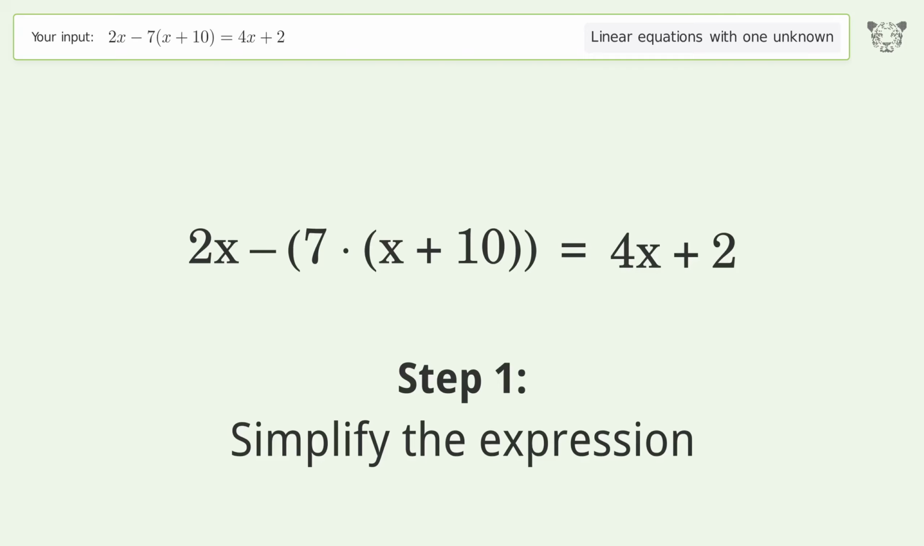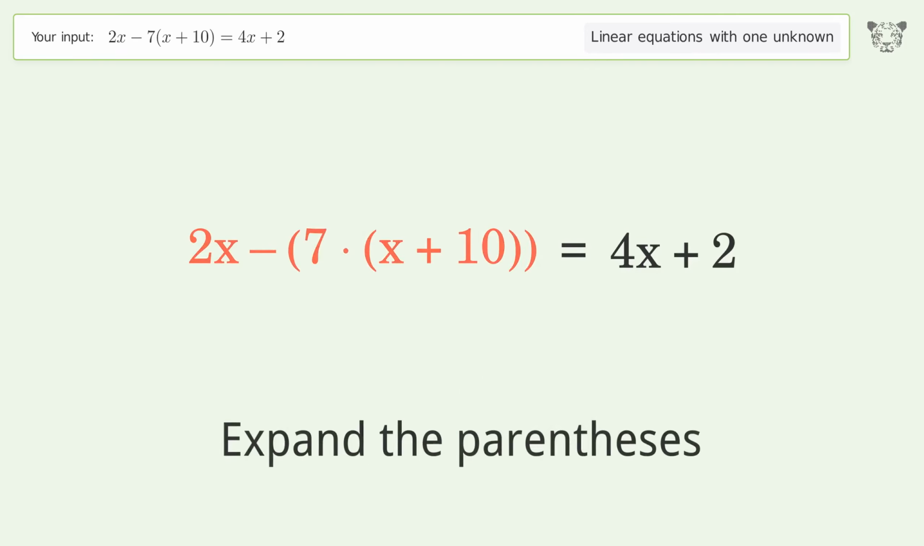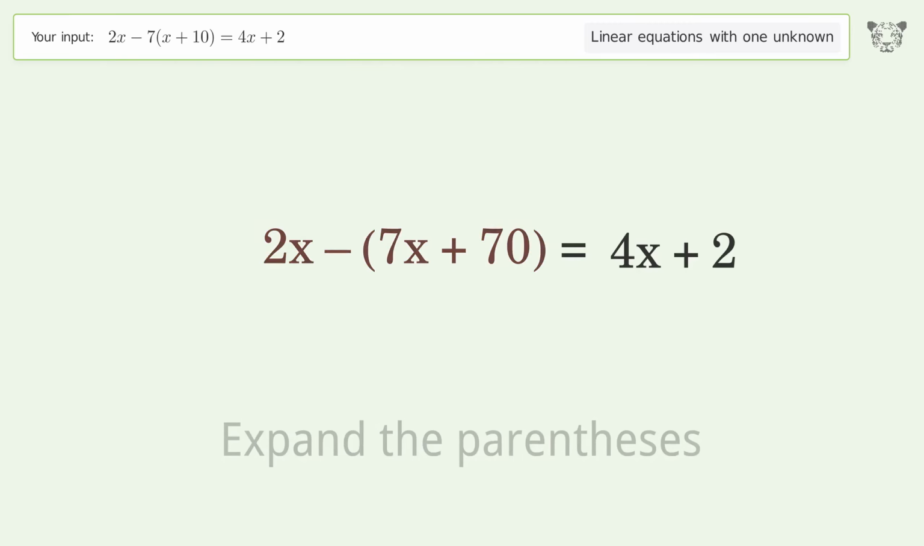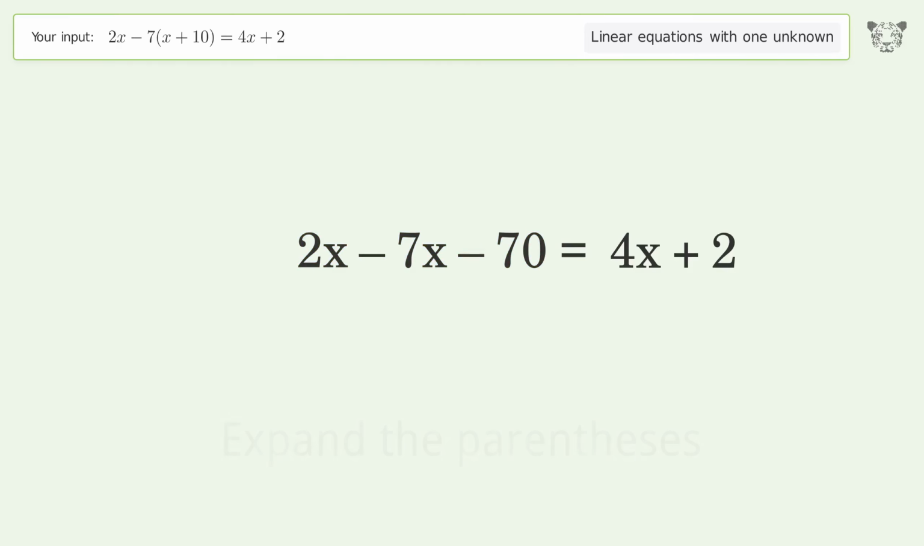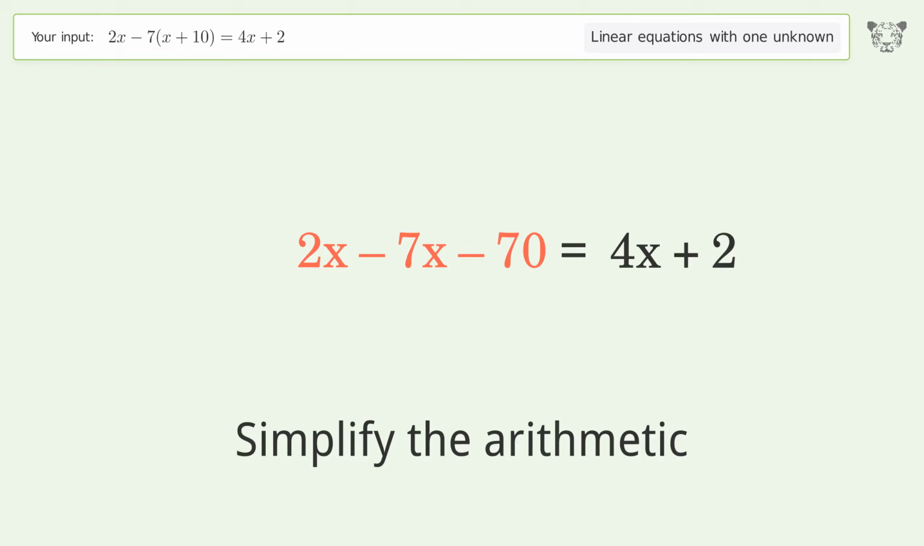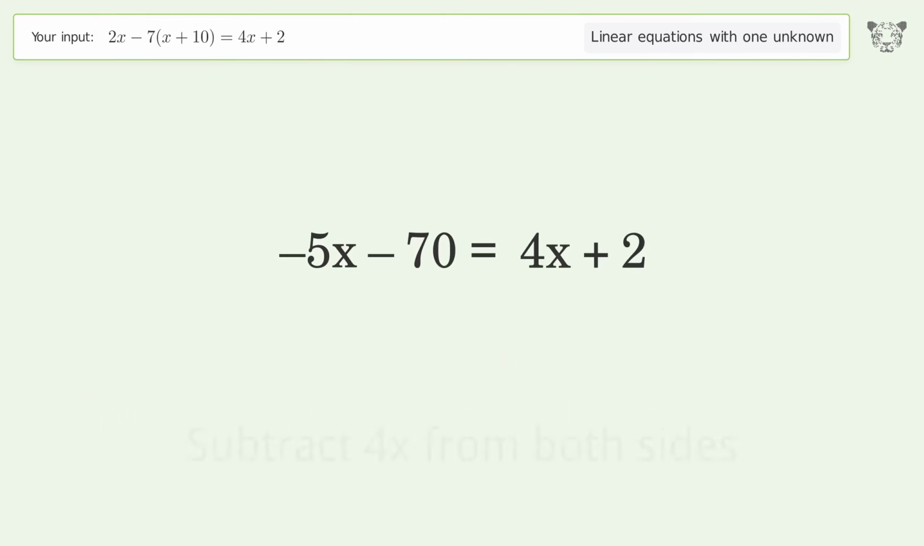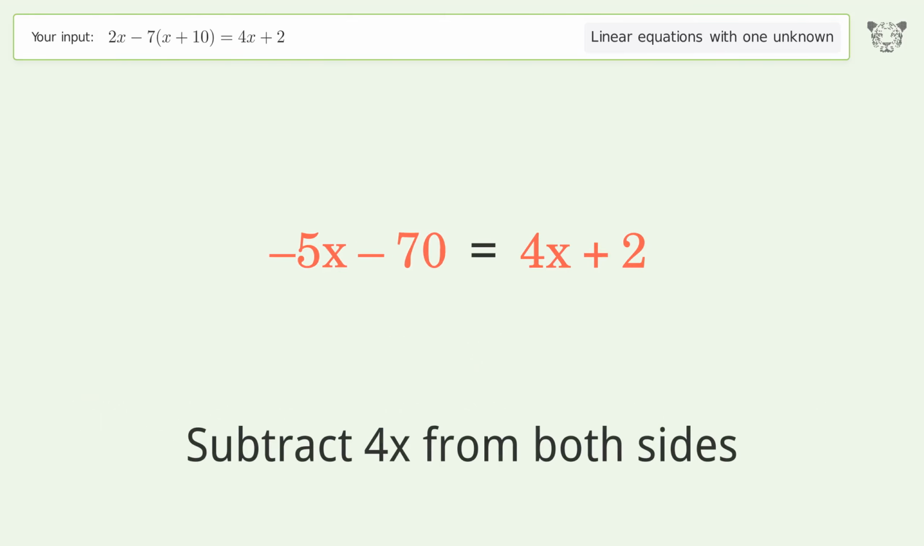Simplify the expression. Expand the parentheses. Simplify the arithmetic. Expand the parentheses. Simplify the arithmetic. Group all x terms on the left side of the equation. Subtract 4x from both sides.